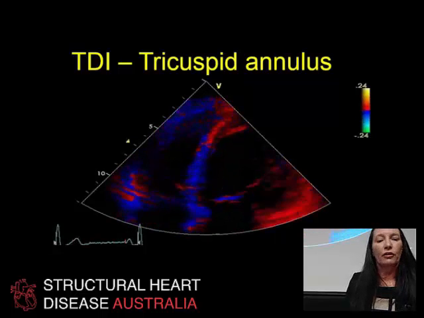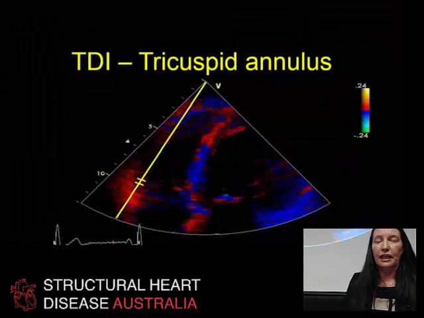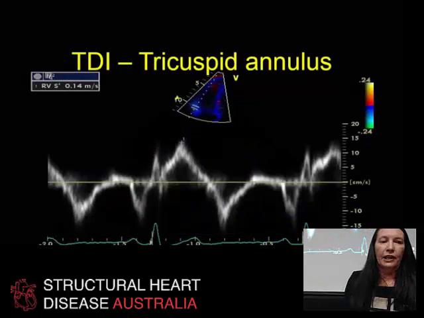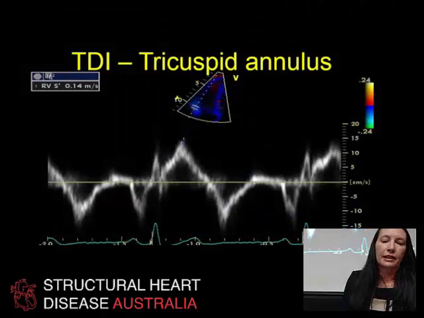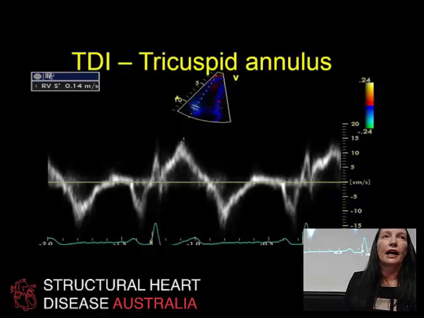Then you put your tissue Doppler overlay over that, drop the cursor again, make sure you're still in the right spot, and you should get a trace that looks a little something like this. So an S wave, which is the upward deflection, and the E and the A wave, which are the downward ones.